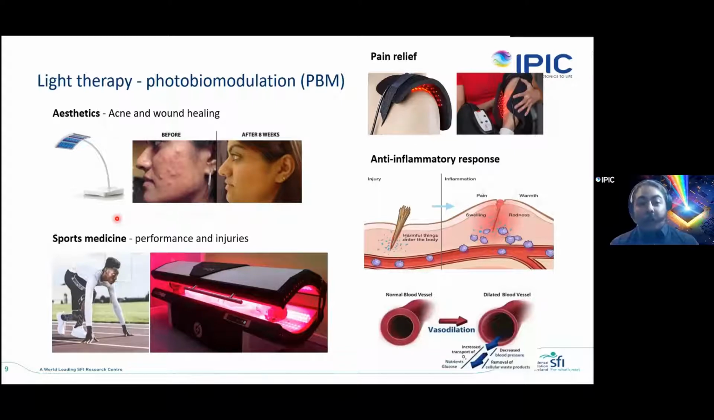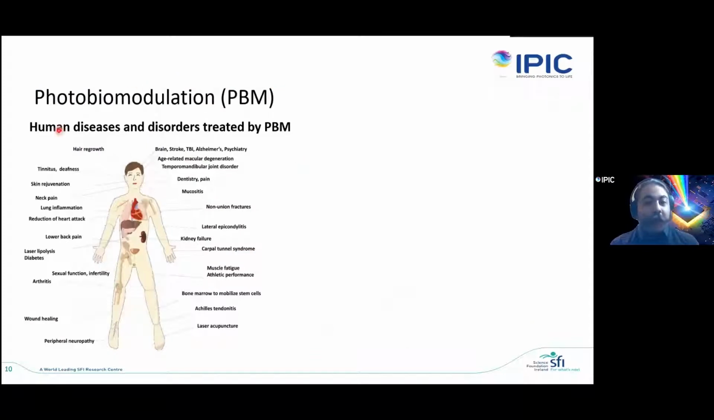This light therapy is also used in sports medicine to improve the performance of athletes and even heal their injuries. It is also used for pain relief and anti-inflammatory response based on vasodilation, for example. And photobiomodulation also has many applications in diseases and disorders. This is a map of the disorders that are treated with photobiomodulation. As you can see, it's a very extensive list, and you can treat diseases all over the body.